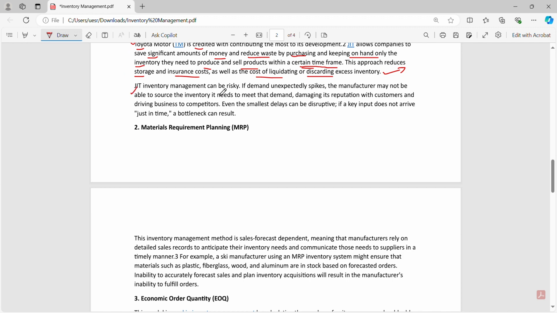JIT inventory management can be risky. If demand unexpectedly spikes, the manufacturer may not be able to source the inventory it needs to meet the demand, damaging its reputation with customers and driving business to competitors. Even the smallest delay can be disruptive. If a key input doesn't arrive just in time, a bottleneck can result.